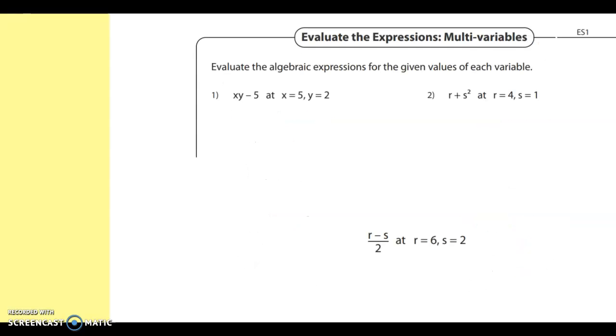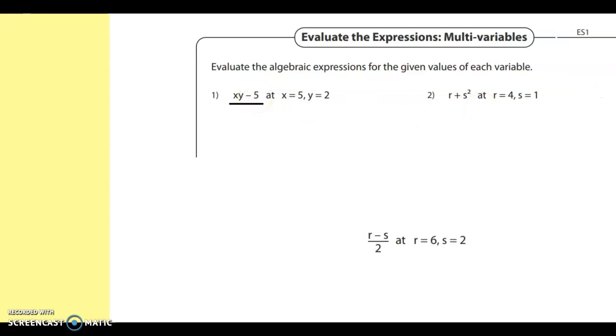Okay, let's take a look at some examples where you were asked to evaluate more than one variable. Process is exactly the same. You just need to make sure that, again, you're replacing the variable with the values, but also keeping the operation intact from the original problem. So taking a look at the first one, we have the expression xy minus 5. So just looking at that, hopefully you can see that there is multiplication going on between my x and y, and then there is a subtraction of 5.